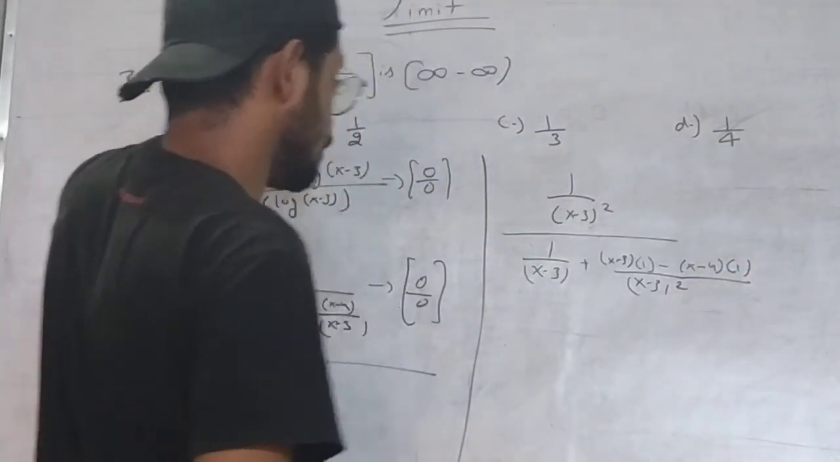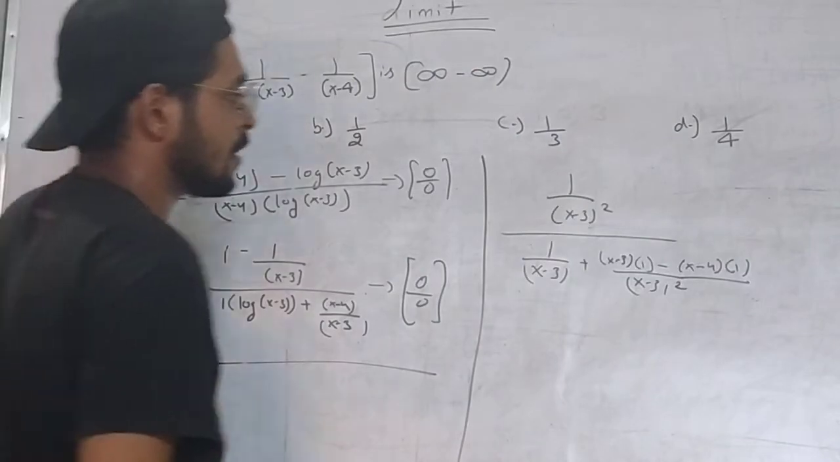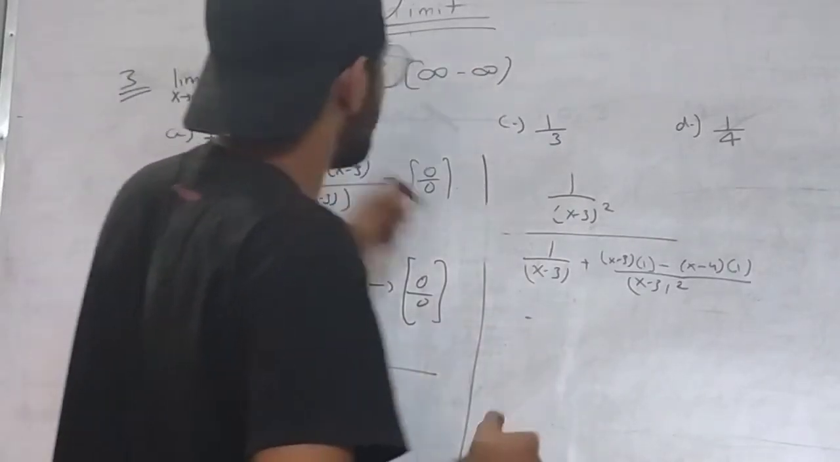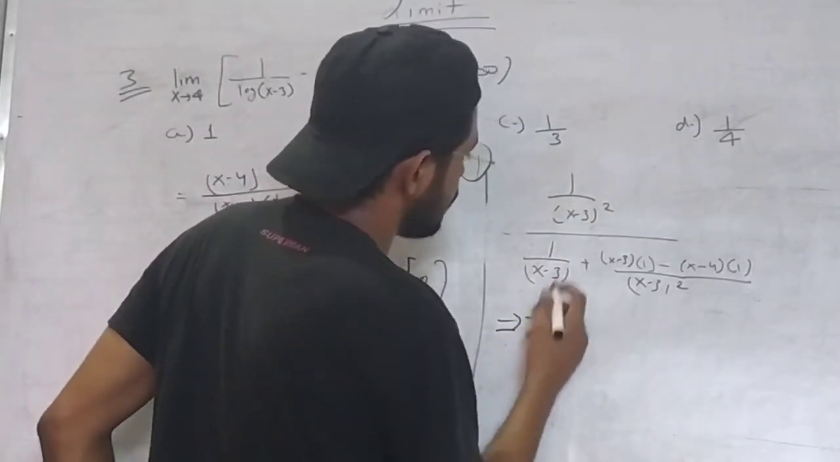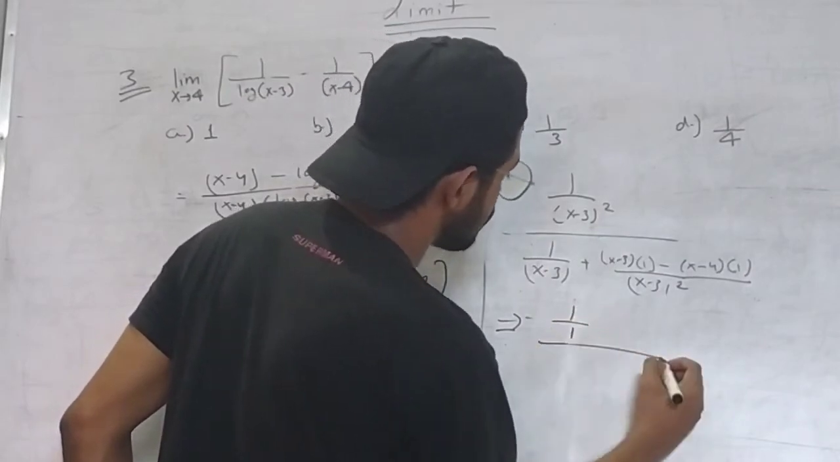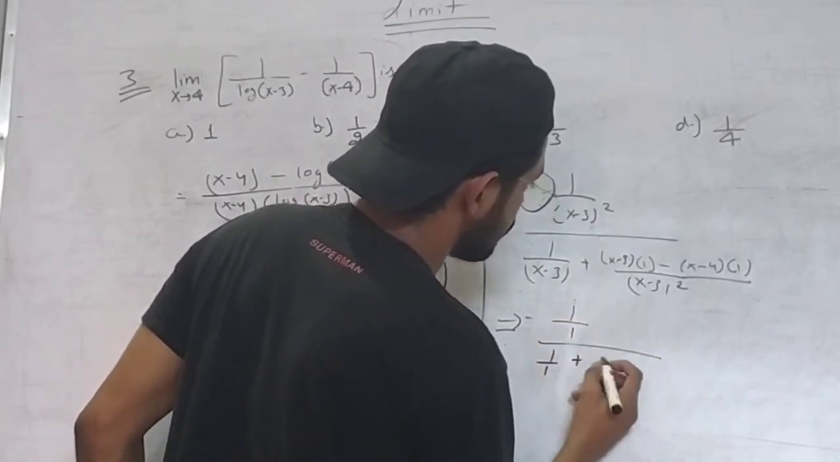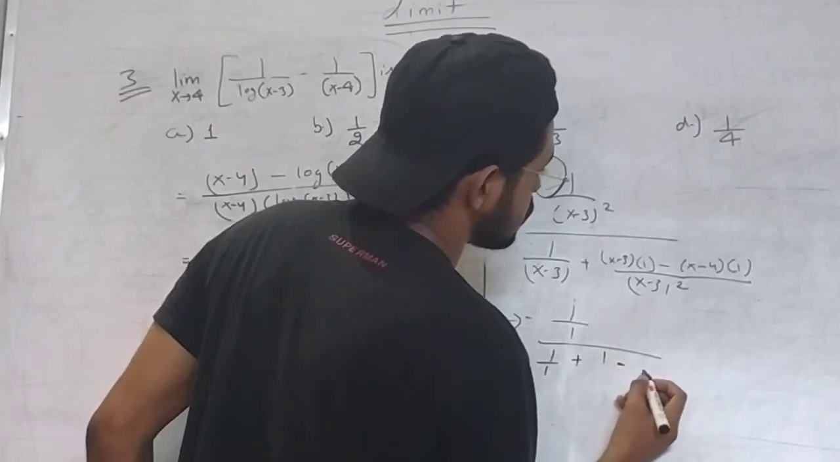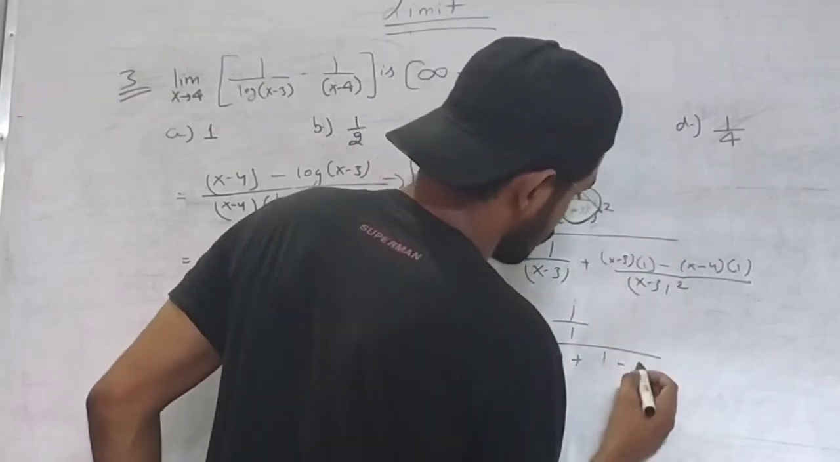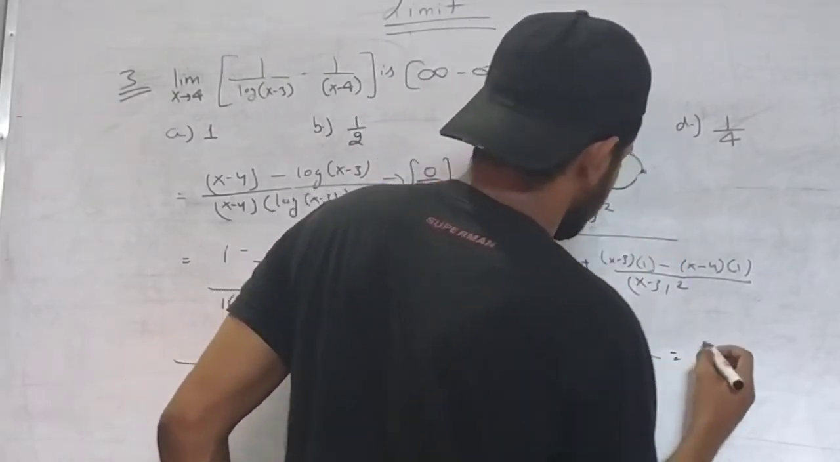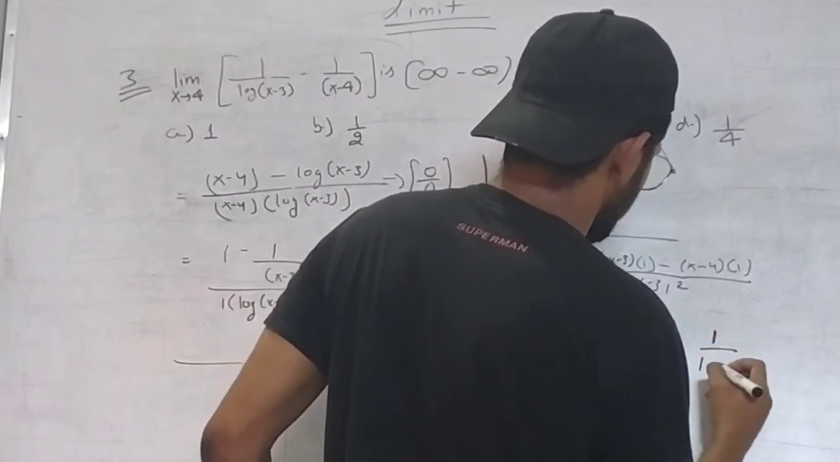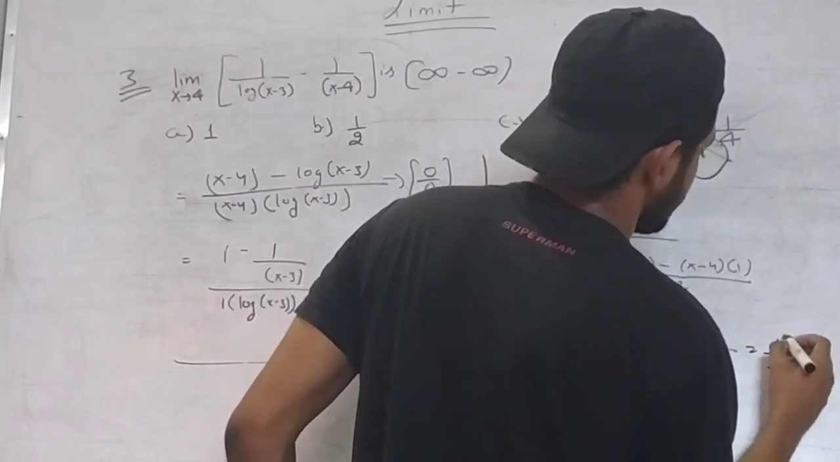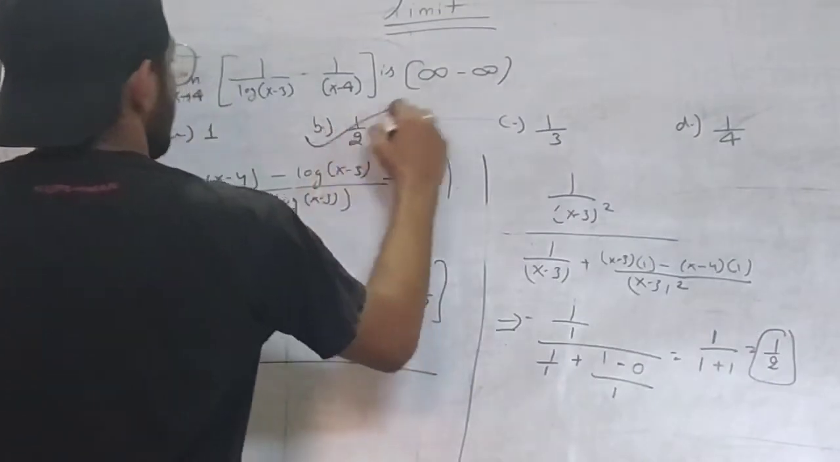So you can see, now just put the value of 4 here. So this will be 1 by 1 upon 1 by 1 plus 1 minus, this will be 0 upon 1, so this will be 1 upon 1 plus 1, so this will be 1 by 2. So B is the right answer.